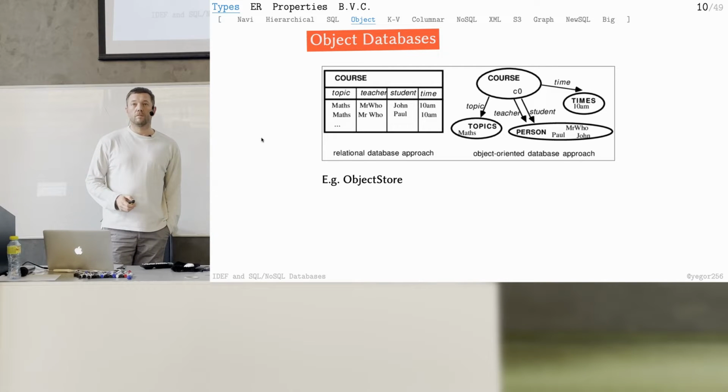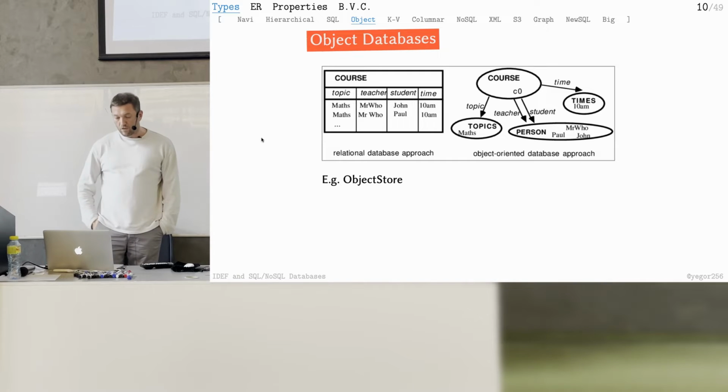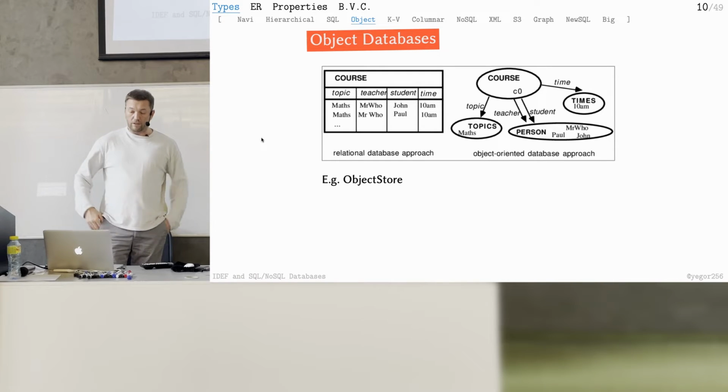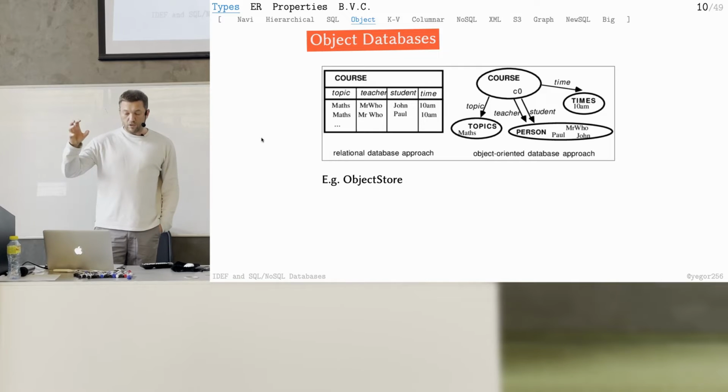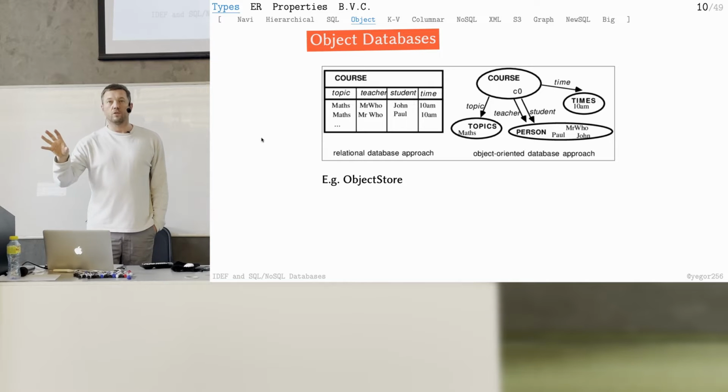Can you explain that? How can I explain this diagram? I have no idea what it means. On the left you see the relational database approach. It's a course, like I said: the course has a topic, the teacher, the student, the time. And on the right side, we have the object-oriented approach, where the course has attributes. When you design an object database, you look at the right picture. You don't look at the left one.